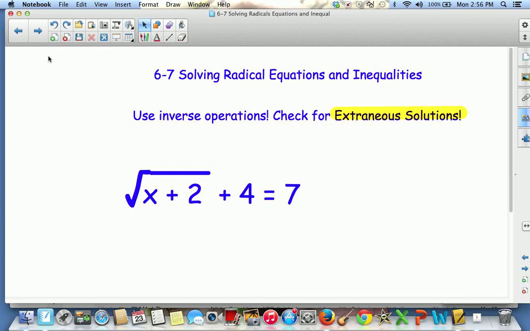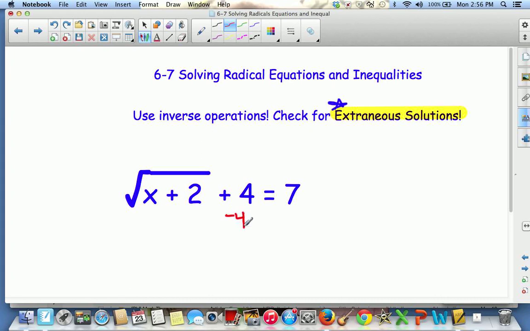So we're going to use inverse operations to solve, and the other thing we need to do is check for extraneous solutions. These are solutions that make the equation false and they don't work. So make sure you always do that check step to check for those false solutions. We're going to use inverse operations, working outside in to solve for x.